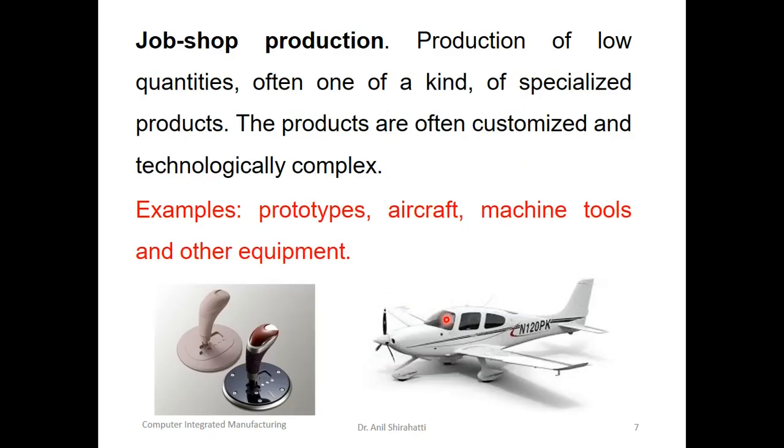So what is job production? Here we are producing only one product. For example, let's say I want to design this part, so I make a prototype of this lever, vehicle levers. Similarly, the aircraft. So you can see this aircraft. All aircraft are unique in their name.